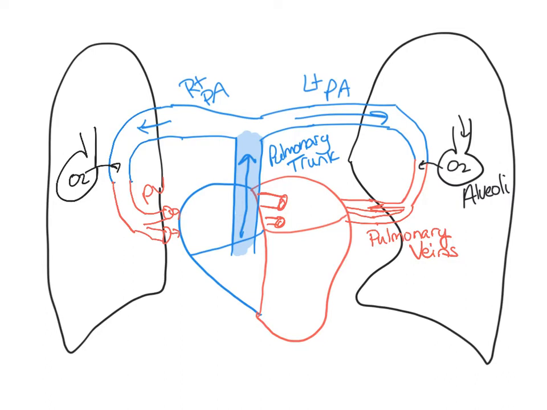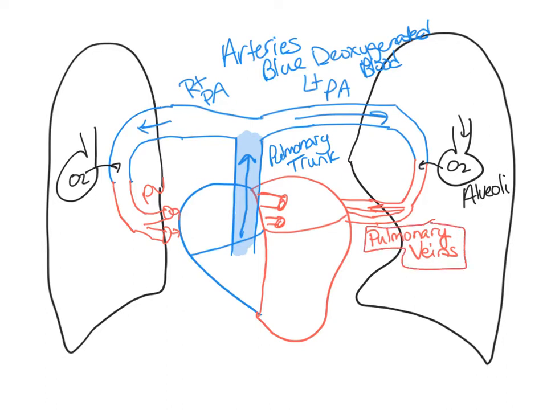The arteries are blue in this pulmonary circuit because they have deoxygenated blood. They leave the heart to go to the lungs, where they pick up oxygen, and then they return to the heart through the pulmonary veins. We have the left pulmonary veins, which are coming from the left lung, and we have the right pulmonary veins, which are coming from the right lung.